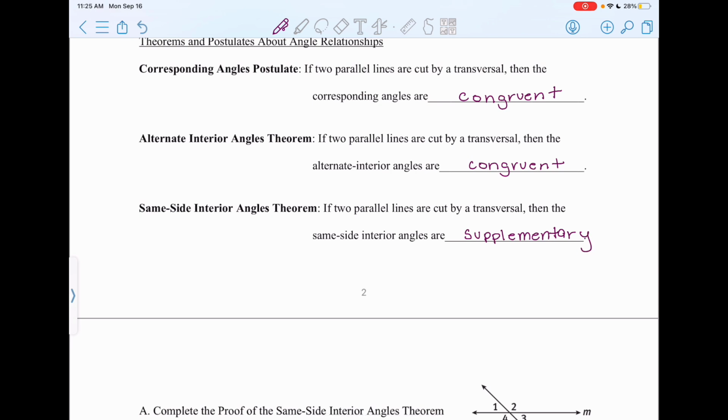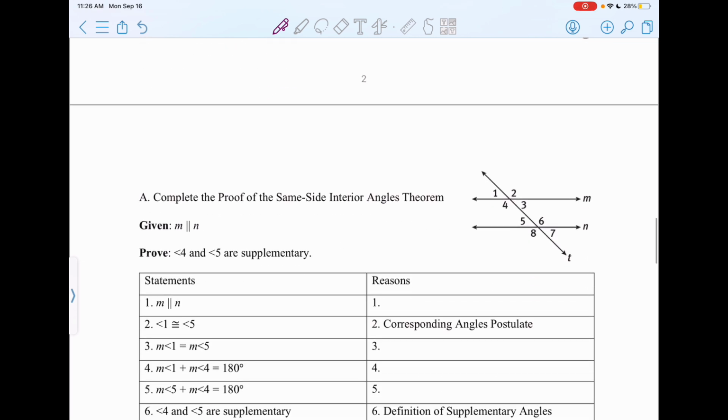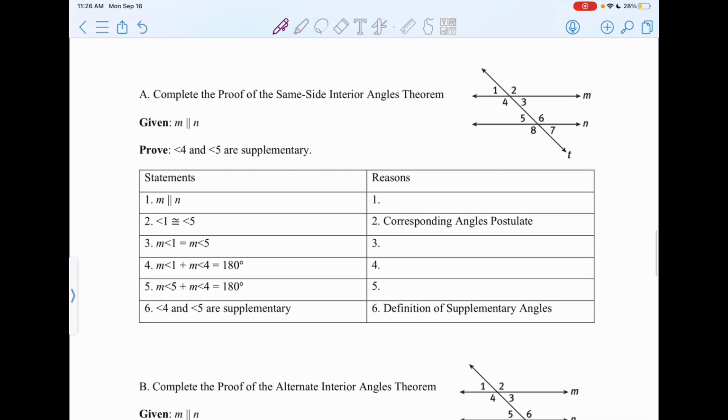Now, the corresponding angles postulate is a postulate, which means we just accept this one to be true without proof. But the other two are theorems, which means we can prove them. So let's prove the same side interior angles theorem together. So given M and N are parallel lines, and this is the symbol for parallel, we are trying to prove that 4 and 5, which are same side interior angles, are supplementary.